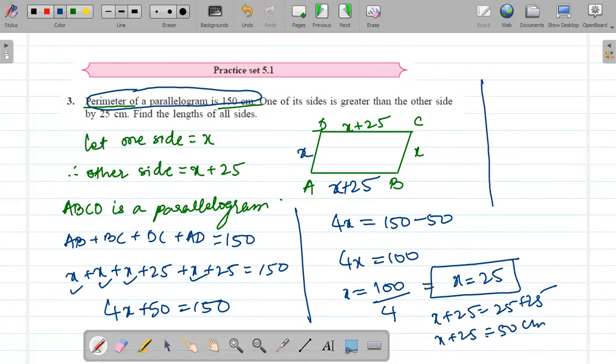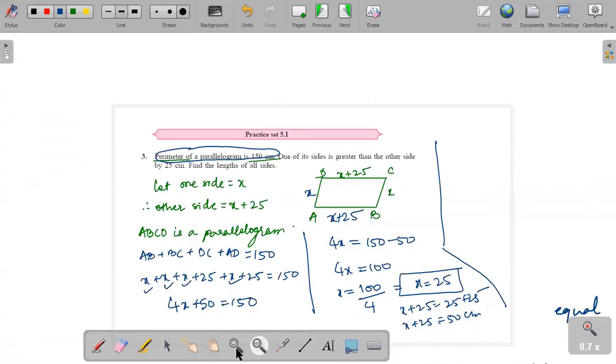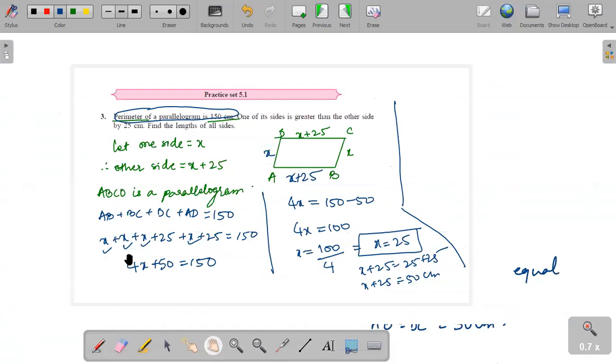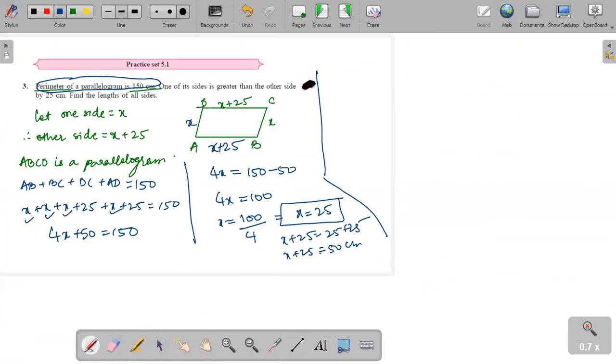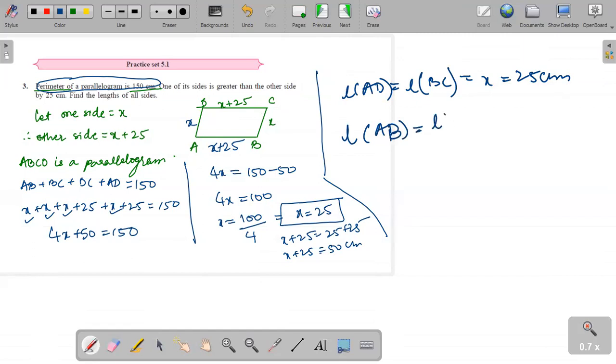Okay. And at the end, we need to mention it very nicely, like what we did, the solution should be in the proper way. So check everyone. We just write it out as, we need to find all the lengths. So what is the length of AD, which is equal to the length of BC? Because the opposite sides are equal. This is equal to x, which is equal to 25 centimeters. Likewise, for the other one, the length of AB is equal to the length of DC, and that is equal to x plus 25, which is equal to 50 centimeters. That's how we complete the question.